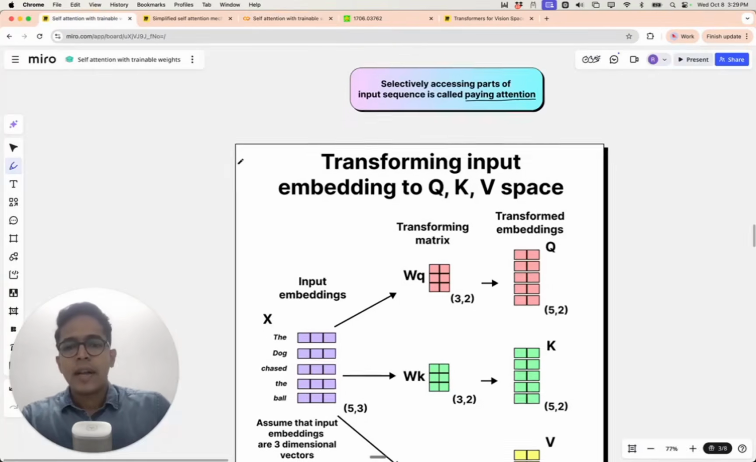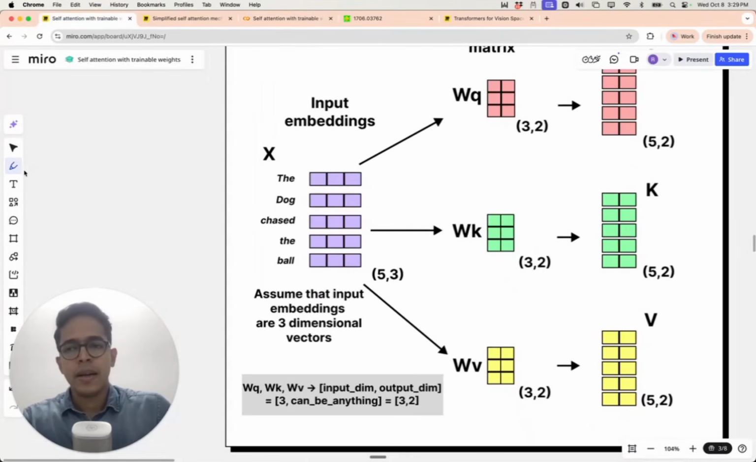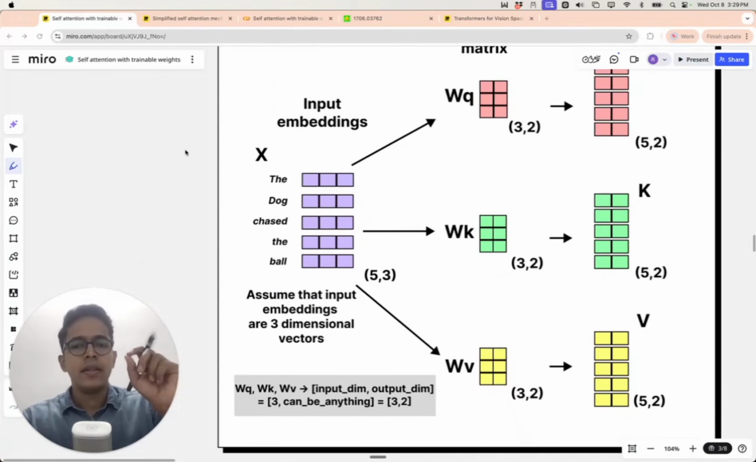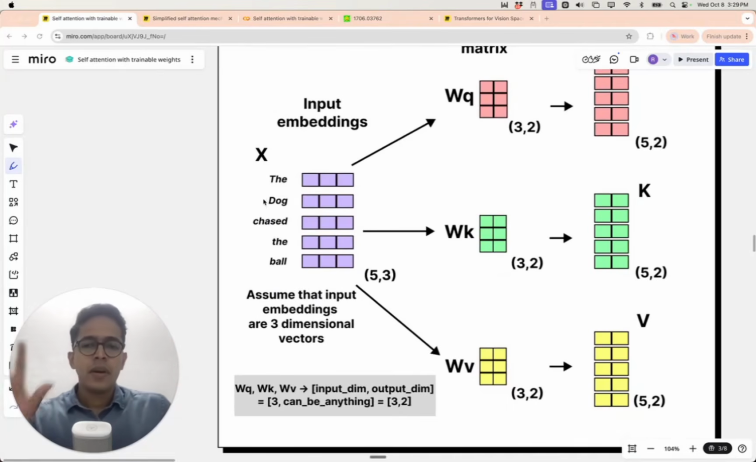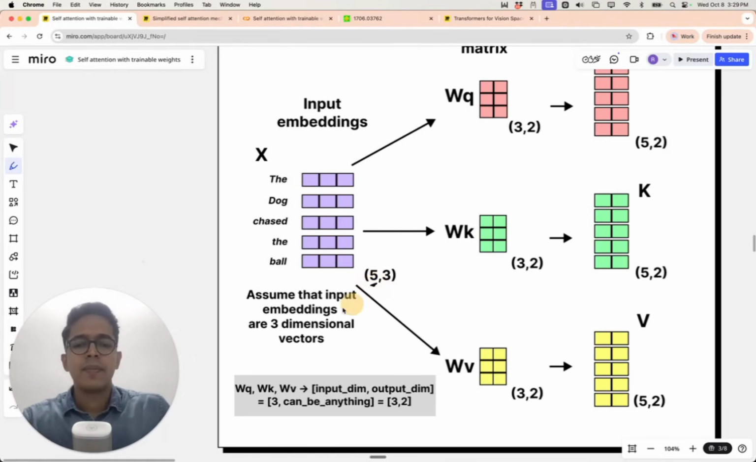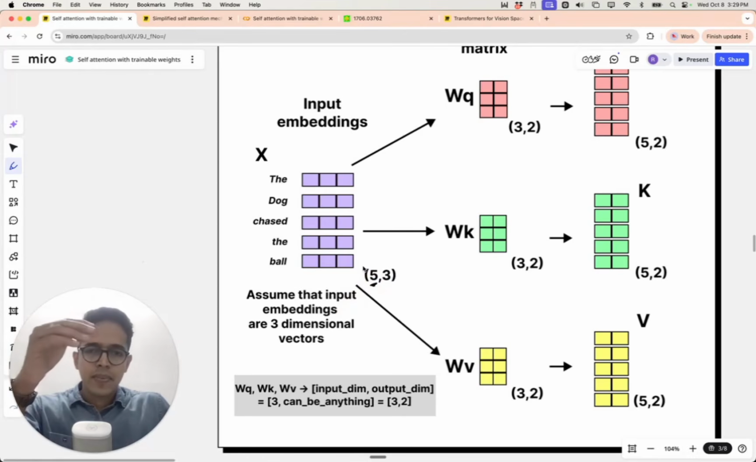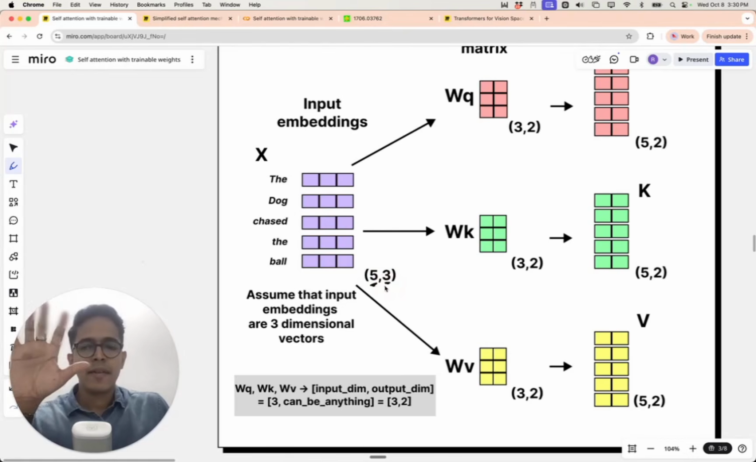So first, let's see what happens to our input embeddings. This is our input embedding. The sentence that we are considering right now is "the dog chased the ball." Now this sentence is split into 5 words. We are considering each word to be one token. So we have 5 tokens: the, dog, chased, the, ball. That is this first dimension over here, 5. Now each token is embedded in a 3-dimensional space. So if this were to be represented as a matrix, it will be of dimension 5 by 3. 5 denotes the total number of tokens, and 3 denotes the dimension of each token.